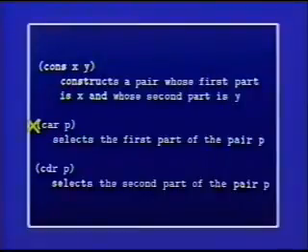And then we also assume we have ways of getting things out. If you're given a pair, there's a thing called car, and car of a pair P gives you out the first part of the pair P. And there's a thing called cdr. The cdr of the pair P gives you the second part of the pair P. Okay, so that's how we construct things.